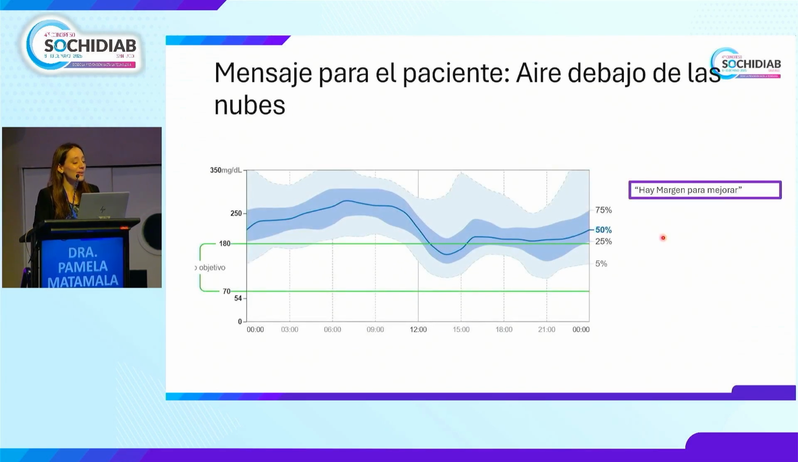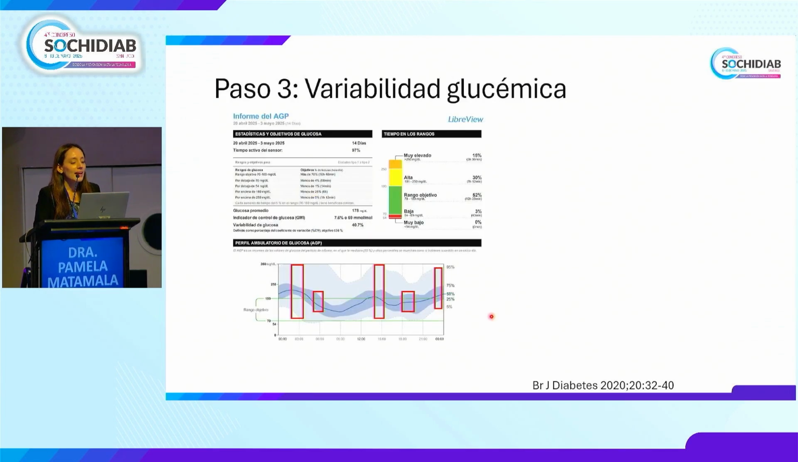What message can we give the patient? Go between the clouds, between 70 and 180. This is white. There's lots of margin to improve. Don't fear hypoglycemias, because the real fear of showing this curve, we may say there's lots of things we can do. And the other step is, after looking at hypo and hyperglycemia, we see the glycemic variability.